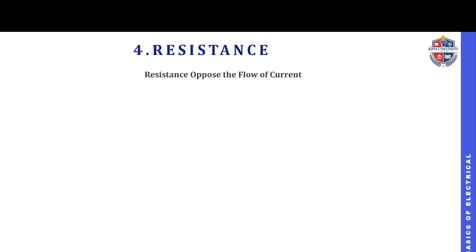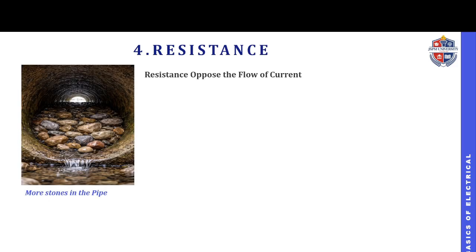Already we know that resistance opposes the flow of current. Let us see an analogy now. Assume there is a pipe and water is flowing, but there are a lot of stones inside. Stones we have put inside. At that time the water flow will be reduced, so we can see that it will resist the flow of water.